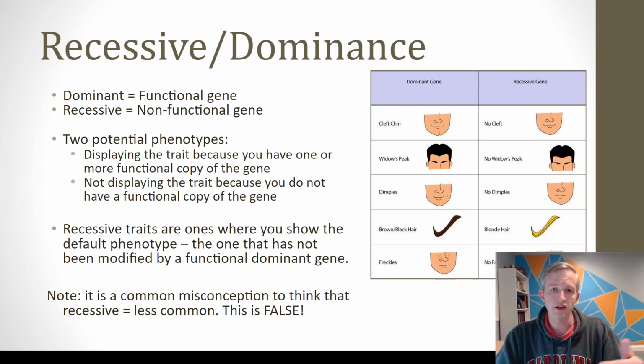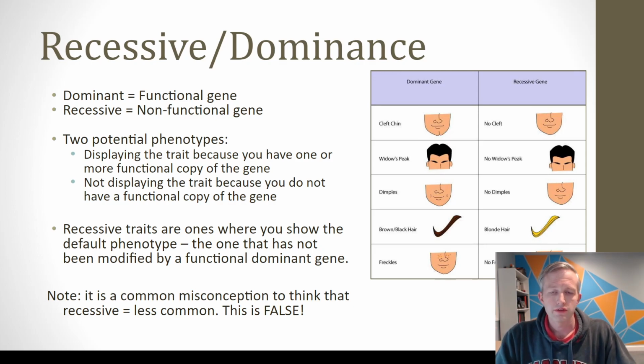And that's why we can't tell the difference in typical cases of dominance and recessiveness between individuals who are heterozygous versus individuals who are homozygous dominant, and have two copies of that dominant allele. So there are two potential phenotypes. Either you display the trait because you have one or two copies of the allele that are dominant and effective, or you don't display the trait because you're recessive.